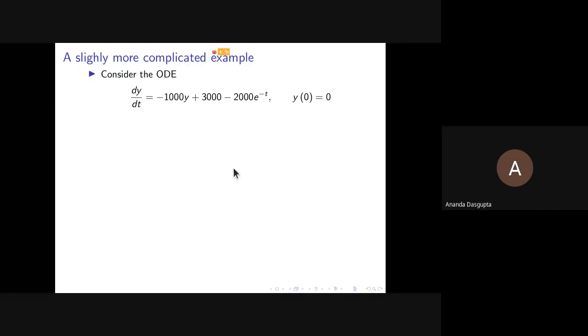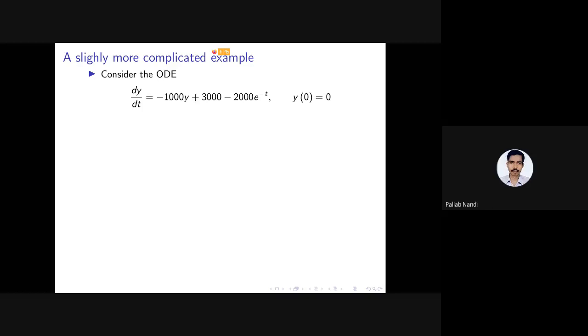Now there are slightly more complicated things that can happen. For example, if you consider this particular ODE, can anybody tell me why you would expect trouble here? This is also an equation which is very easy to solve, but I'm not going to expect you to be able to solve it in your heads just by staring at it. But you should be able to at least tell me what kind of behavior it will have.